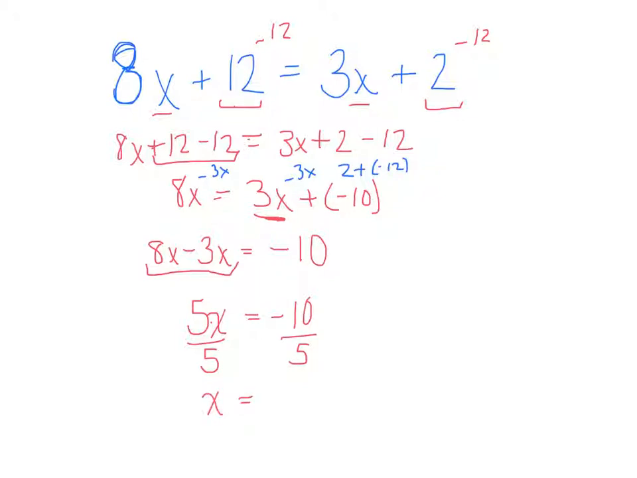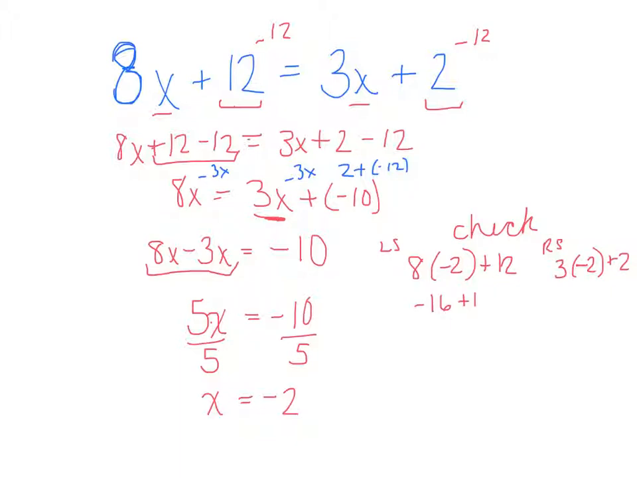Negative 10 divided by positive 5 is negative 2. And then we're going to do our check. So we have 8 times negative 2 plus 12, that's our left side. Our right side is 3 times negative 2 plus 2. We'll follow our BEDMAS. Negative 16 plus 12, negative 4. Negative 6 plus 2 is negative 4. So our left side is equal to our right side.